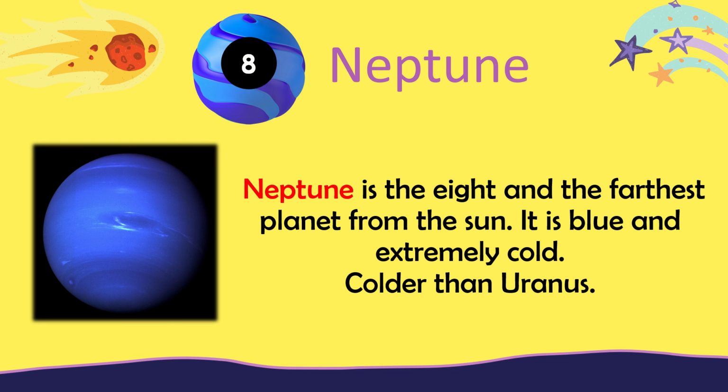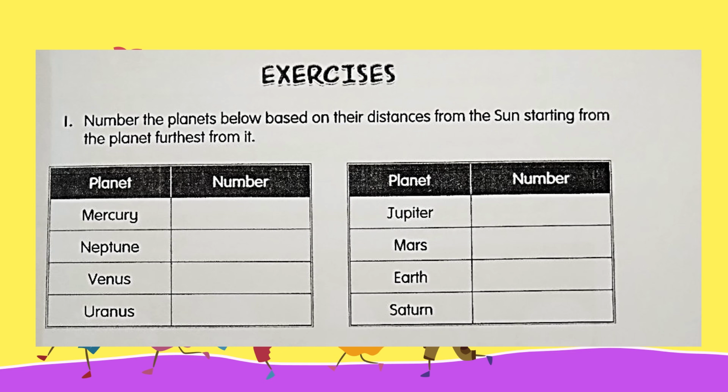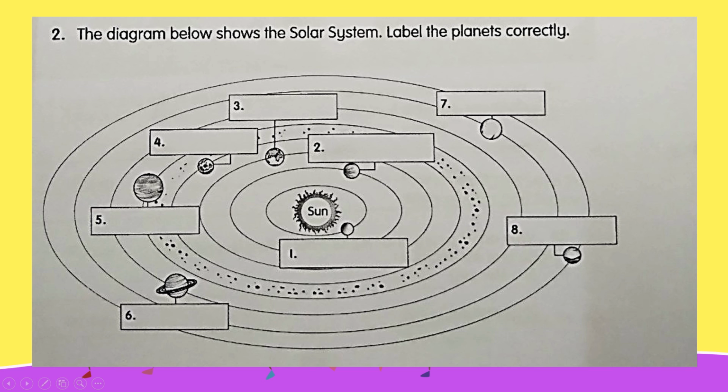So we will stop here and I will give you the activity. Okay? So the first page of your worksheet. What you are going to do is number the planets below based on their distances from the sun, starting from the planet farthest from it. So you write the number or the order of the planets from the sun.